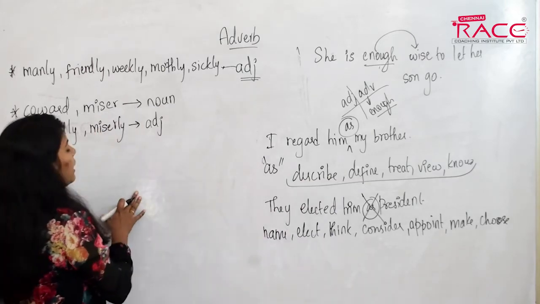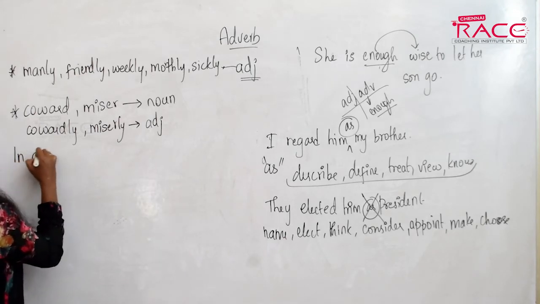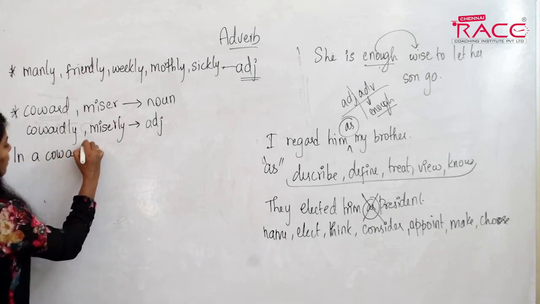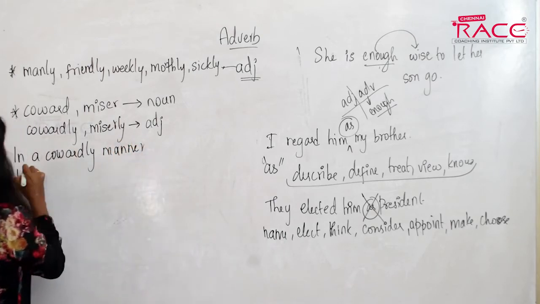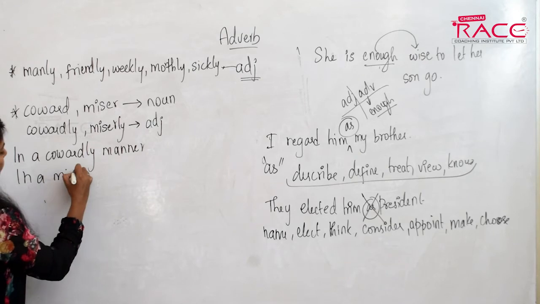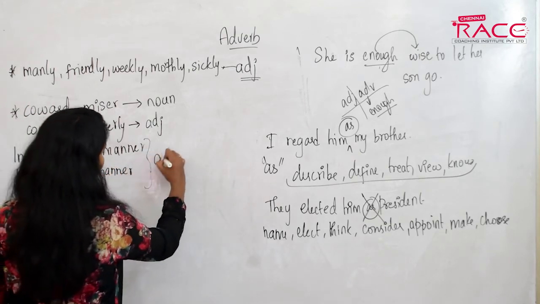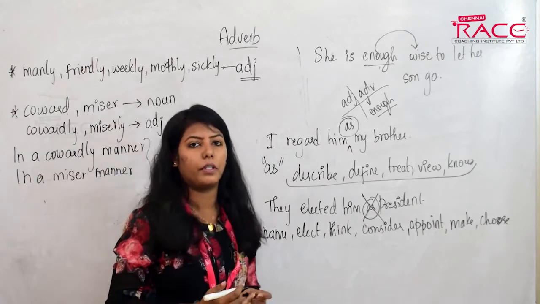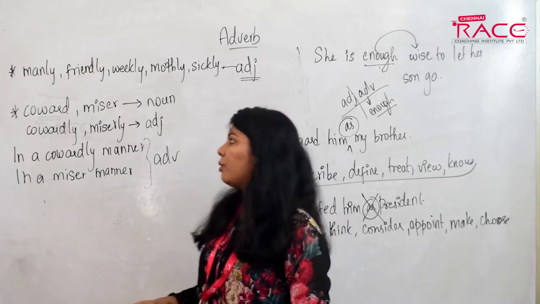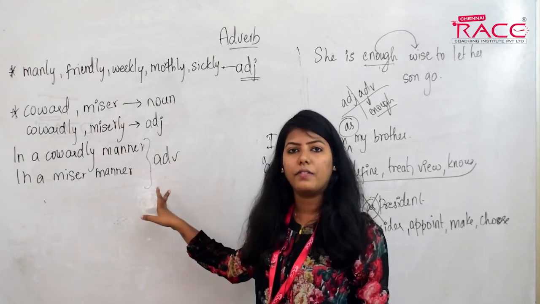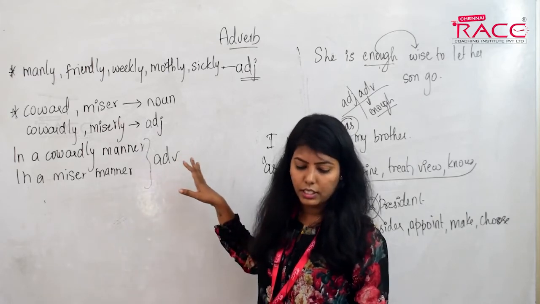And if you want to write these things in an adverb form, what you have to do is say in a cowardly manner, or in a miserly manner. These would be the proper adverb forms. If you change this form, it will be wrong. You cannot use an adjective in place of an adverb. Obviously, right? It will make the sentence wrong. So these are the major rules we know.